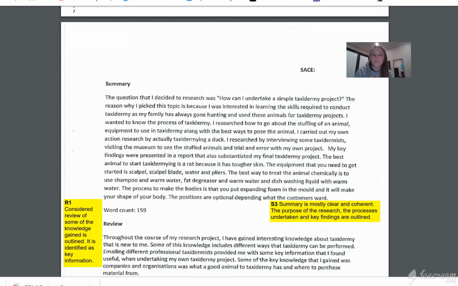So this is just an example on the SACE board of a review. You can see in the summary that it's literally pretty straightforward. We've got, the question I decided to research was, and that's just the question, this person did taxidermy. And then you've got a little bit of explanation of why they did it. Nah, whatever, we don't really care.